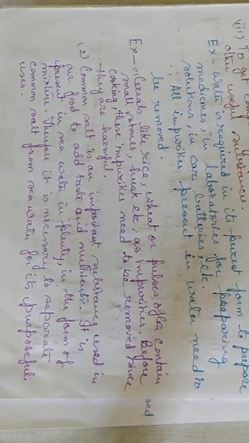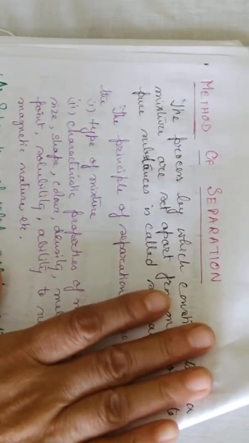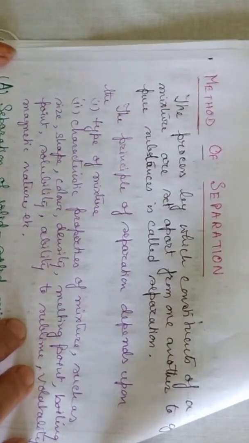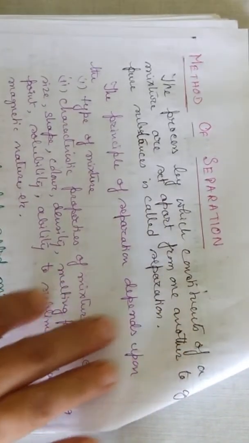Then common salt is an important substance used in our food to add taste and nutrients. It is present in the seawater in plenty in the form of mixture. So to obtain the common salt from the seawater, we need to separate it from the seawater because it has many purposeful uses. Okay, so these are the requirements for which the separation of the constituents of the mixtures is needed.